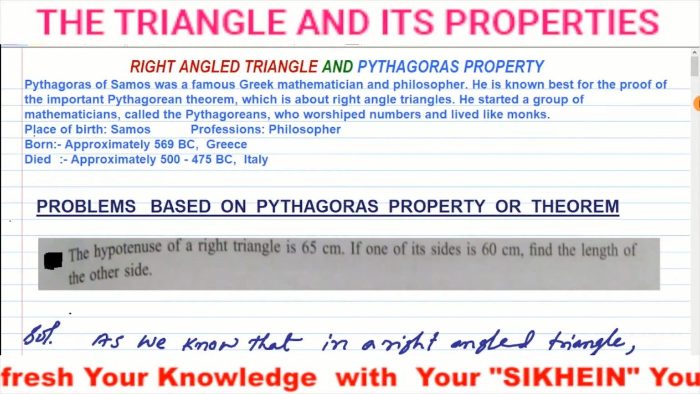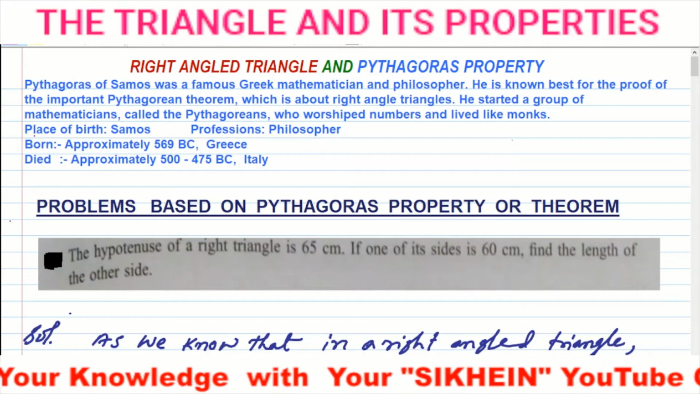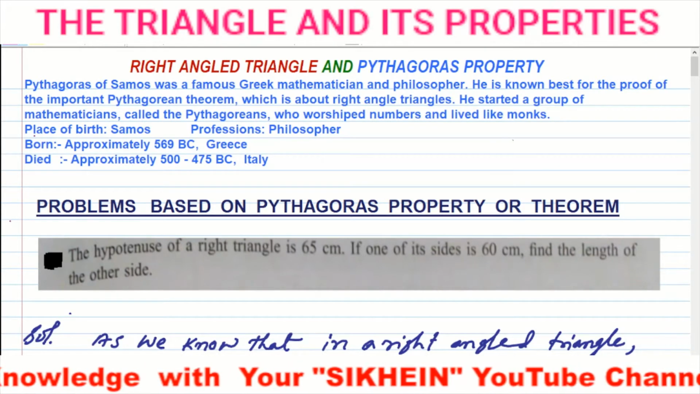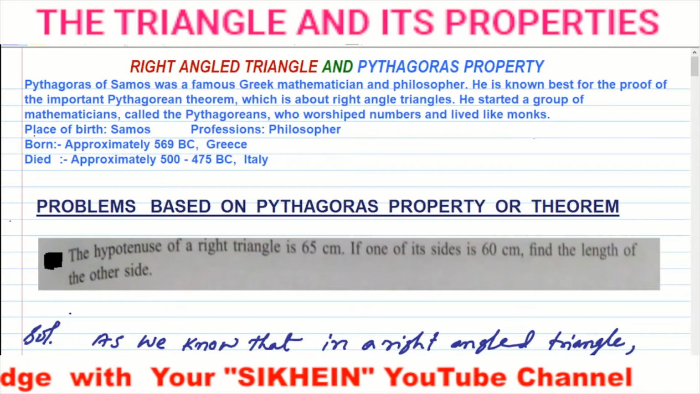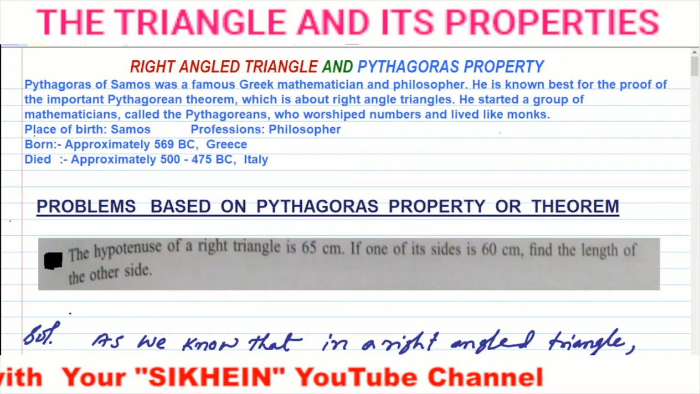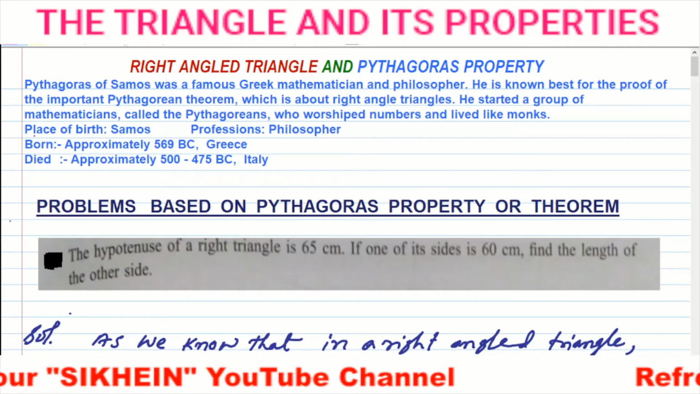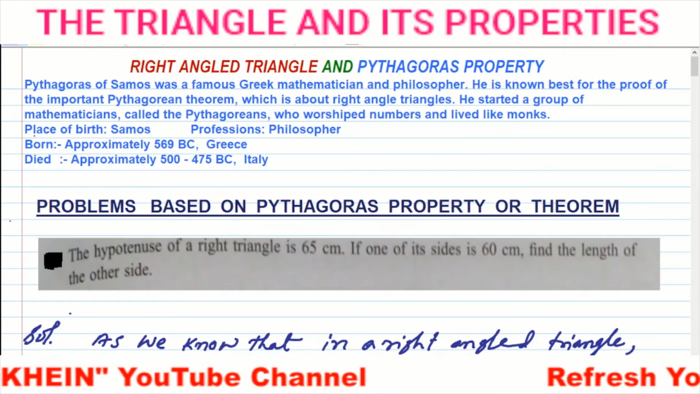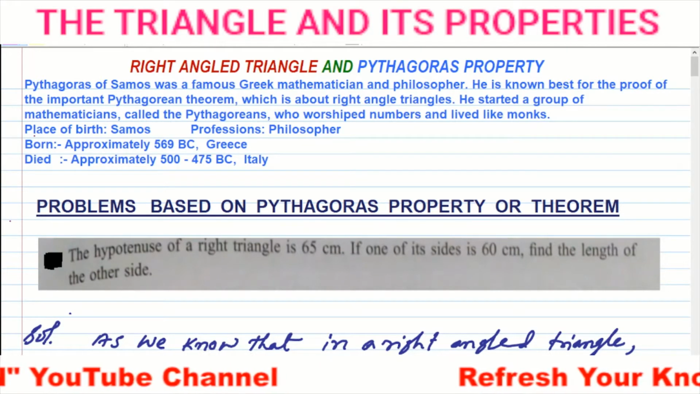Today we will discuss the subtopic right angle triangle and Pythagoras property based problems. It is taken from the topic the triangle and its properties. Before going to understand the problems, I would like to tell you a few lines about Pythagoras.